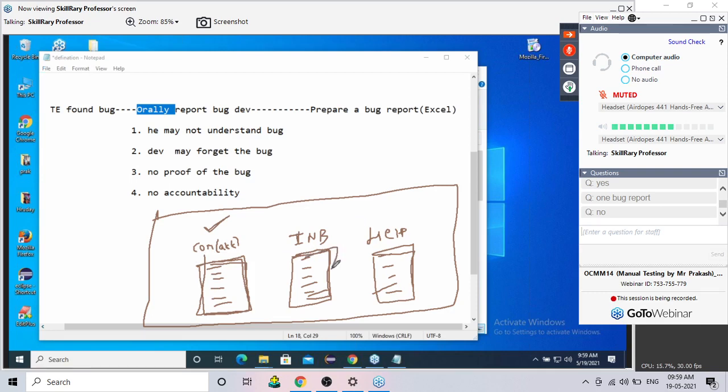Next he is working on the inbox. When he is working on the inbox, we can retest the compose bug. Possible, not possible? After 2 days he's working on help. When he's working on help, I can retest this inbox also. Possible, not possible? So the concept is very simple. All the bugs, did you find them together, or one by one?